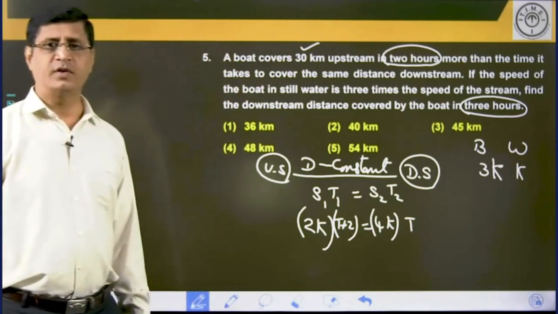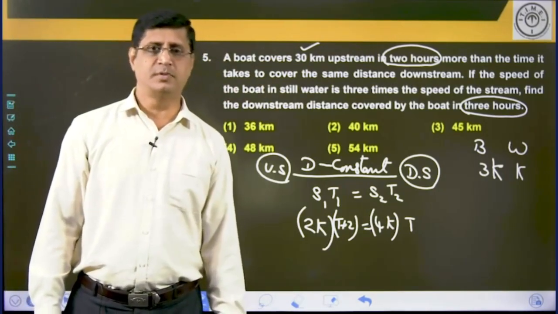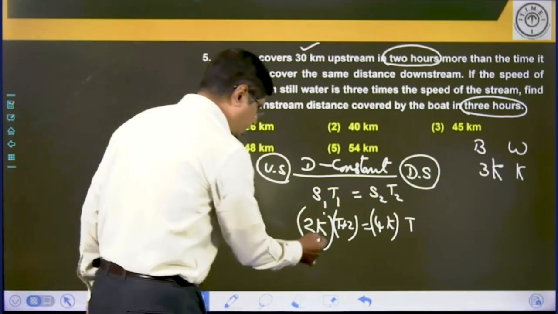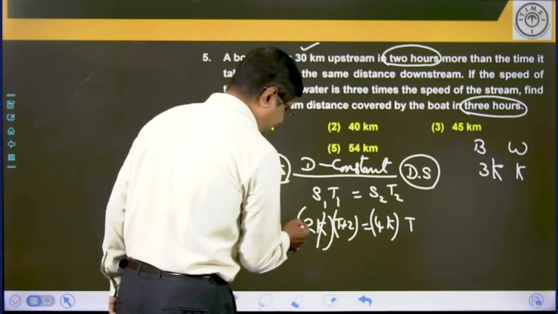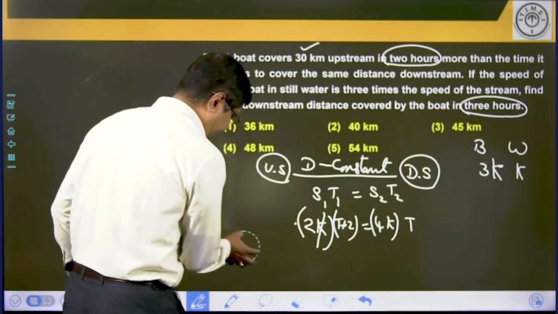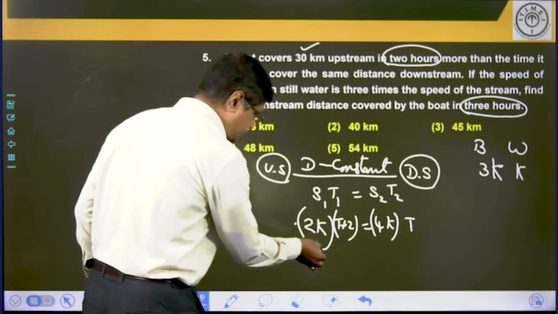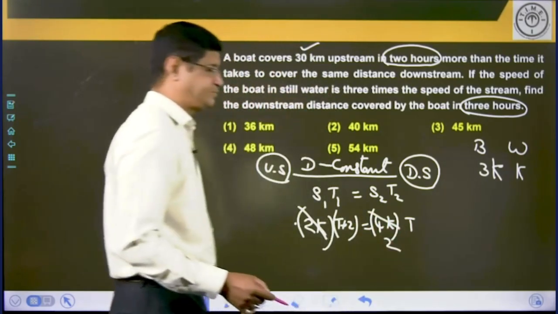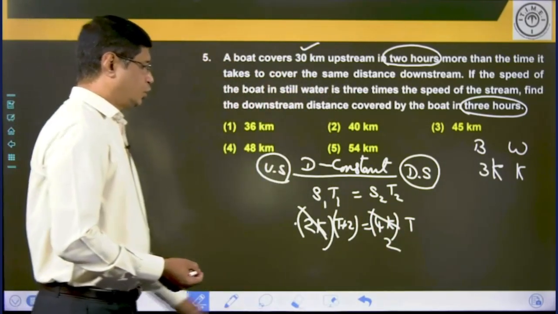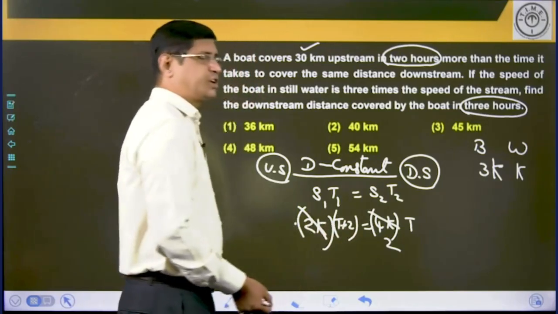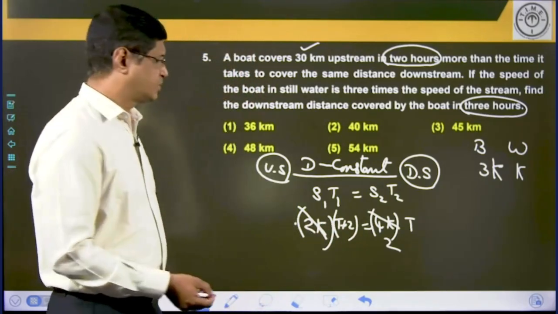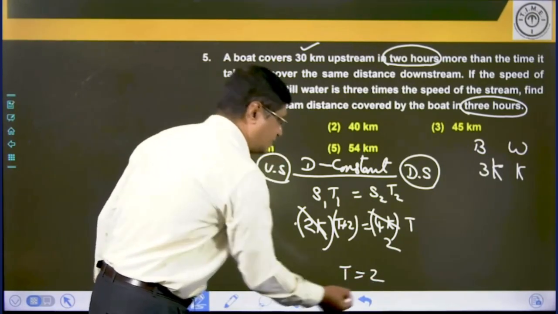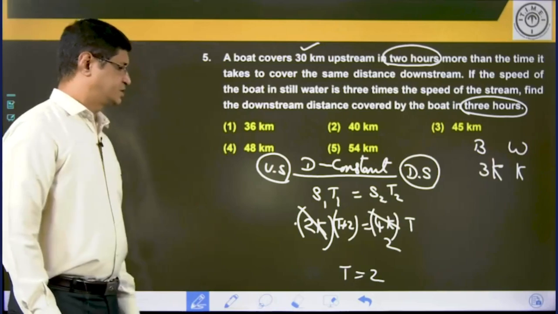Now S1 T1 is equal to S2 T2. Simplify. Now what is the cancellation? K to K we can cancel. Directly here, it is better to cancel directly. So direct cancellation means 2K goes exactly 2 times in 4K. Now find out: 2T is equal to T plus 2. By taking variables on one side, T is equal to 2 hours.